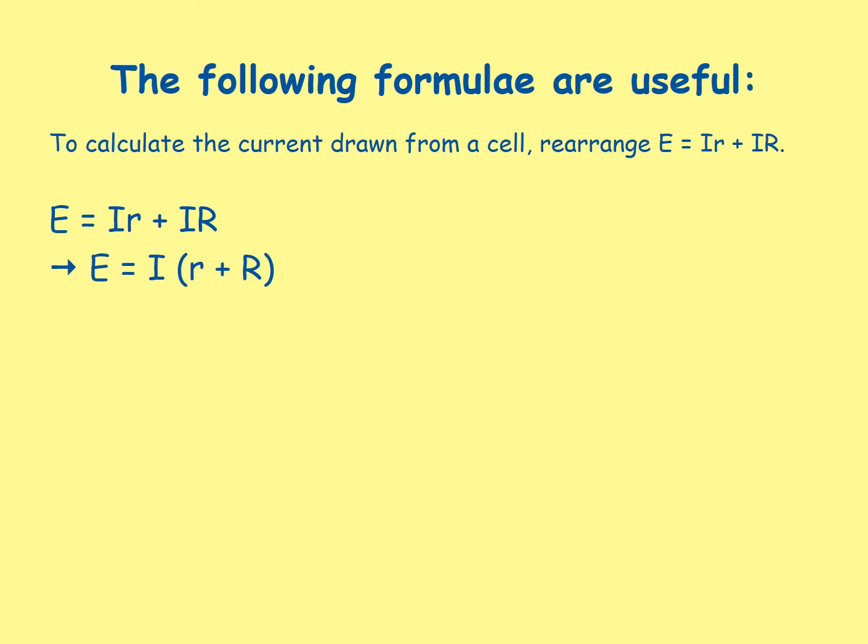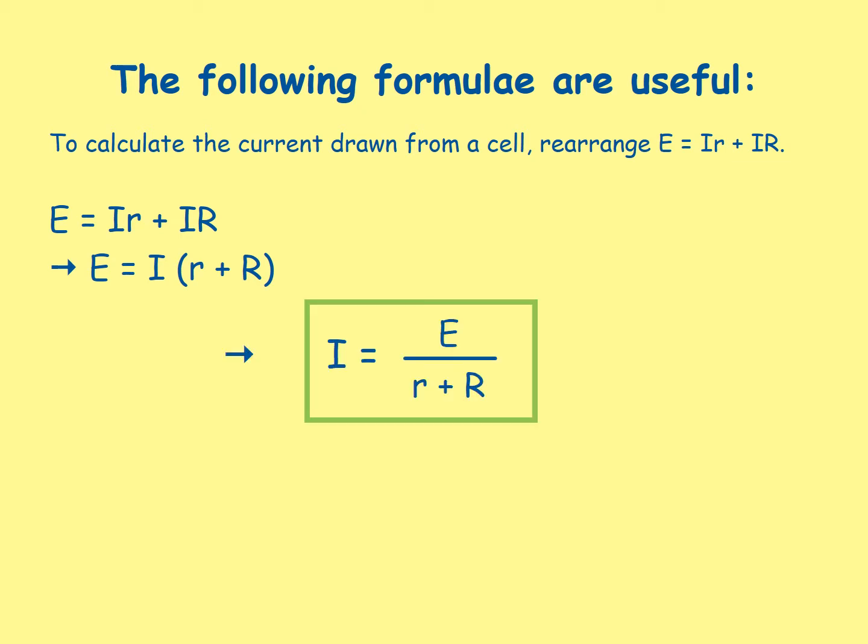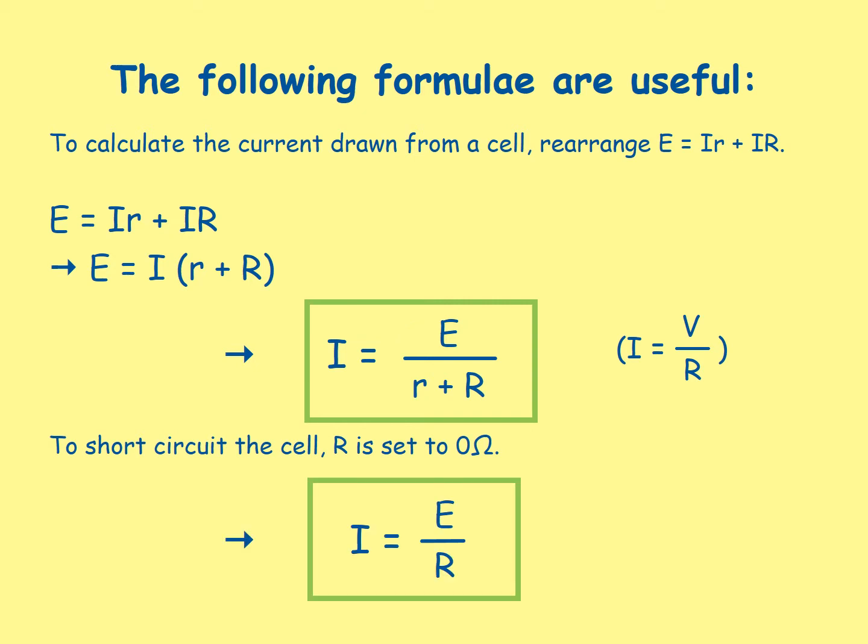We can say, therefore, EMF equals our current multiplied by the sum of our resistances. And so our current equals EMF divided by the sum of our resistances. You can see this looks very similar to Ohm's law, I equals V over R. To short circuit the cell, R is set to 0 ohms. Therefore, our current in a short circuit is equal to the EMF divided by the internal resistance. So that's our maximum current that we're getting there.